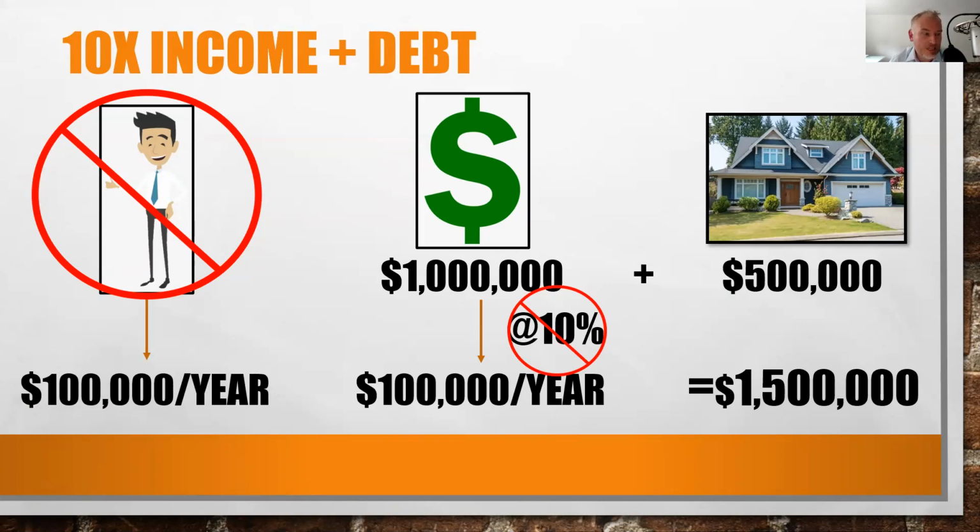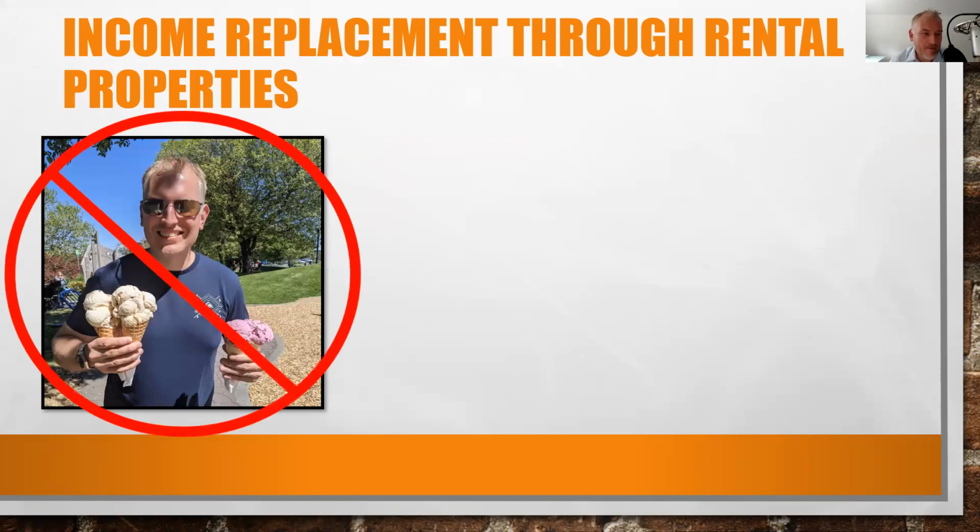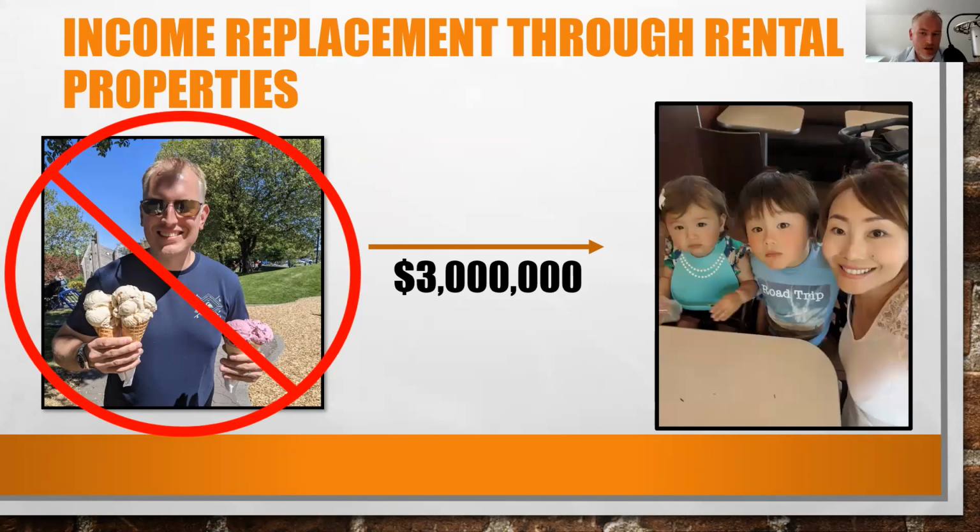So what is the approach I would take? Well, it's income replacement through rental properties. And I'm heavily involved on the real estate side, so I know this stuff quite well. So here's me hanging out at the park, getting 4 ice cream cones for the whole family. And all of a sudden, I pass away. So what happens? Well, a check for $3 million goes to my wife and my 2 kids. So the question is, what is she going to do with that $3 million?